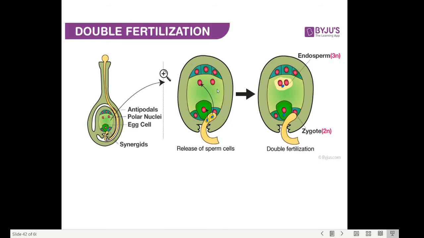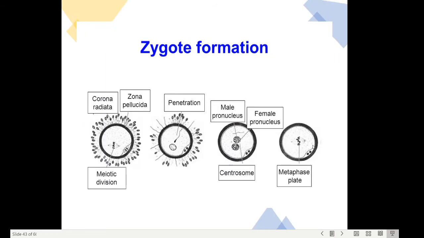Yes, after the entry, two nuclei are present in the oocyte nucleus, forming the two zygotes. Two nuclei entered the oocyte, so two zygotes are formed. So double fertilization happens in the plant. Then zygote formation. In this zygote formation, different stages are there.